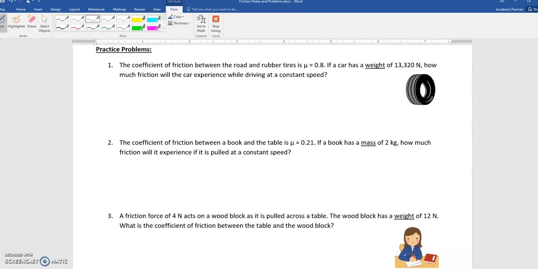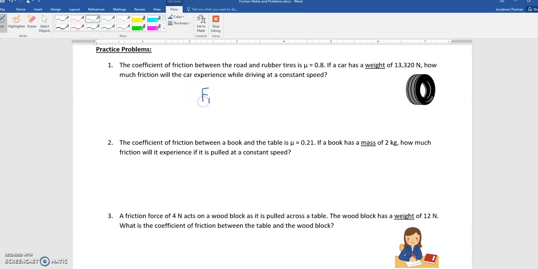So the first problem says the coefficient of friction between the road and the rubber tires is 0.8, and the car has a weight of 13,320 newtons. How much friction will the car experience while driving at a constant speed, or probably even more likely, just slamming on their brakes and sliding to a stop?